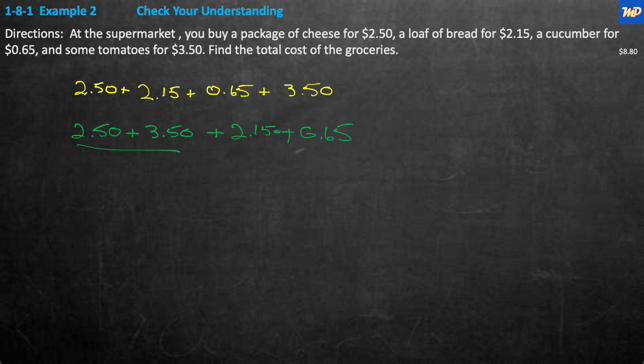65 cents. Okay? So now this part over here, let's make it red. That'll perk it up a little bit. So 2.50 and 3.50 is $6 plus 2.15 and 65 cents. Well, 65 plus 5 is 70, plus the other 10 from the 15 is 80, right? So that's $2.80. And when you add that up, it ends up being $8.80.